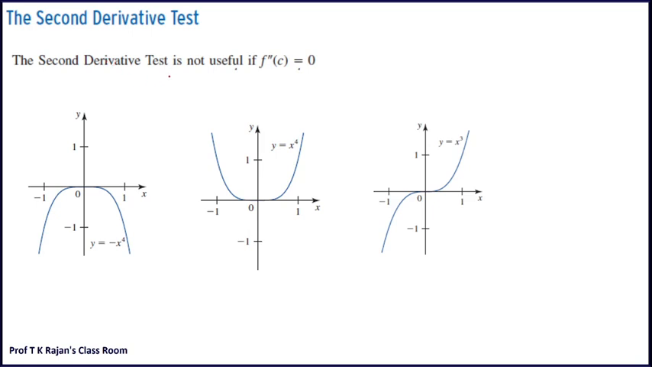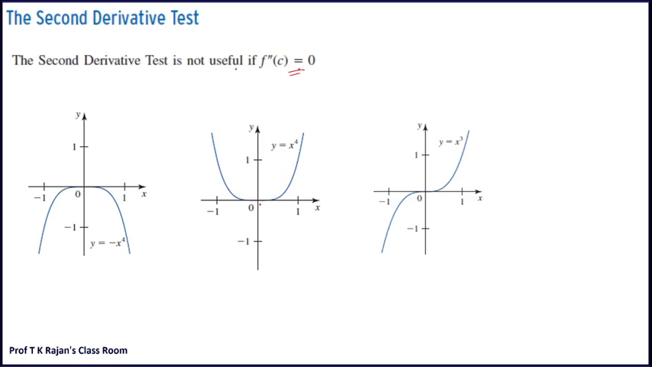Now, the second derivative test is not useful if f'' is equal to 0. You see these pictures. In all these cases, in the case of f(x) equal to -x^4, or f(x) equal to x^4, or f(x) equal to x^3, f'' is equal to 0. Here you can see whether it has a local maximum or not. Here it has a local maximum at this point. This is the maximum point. Even if f'' is equal to 0, this function has a local maxima at this point.